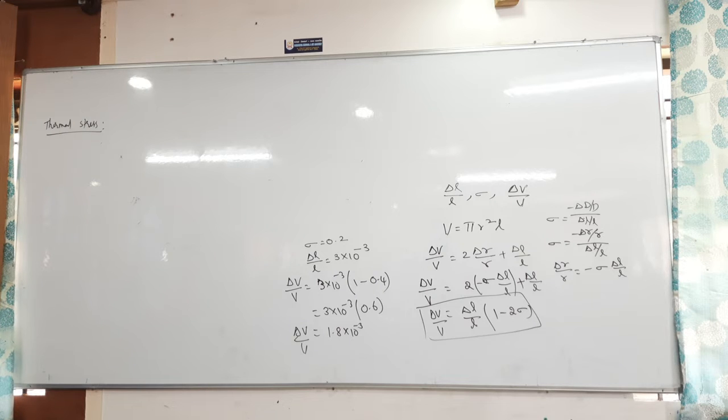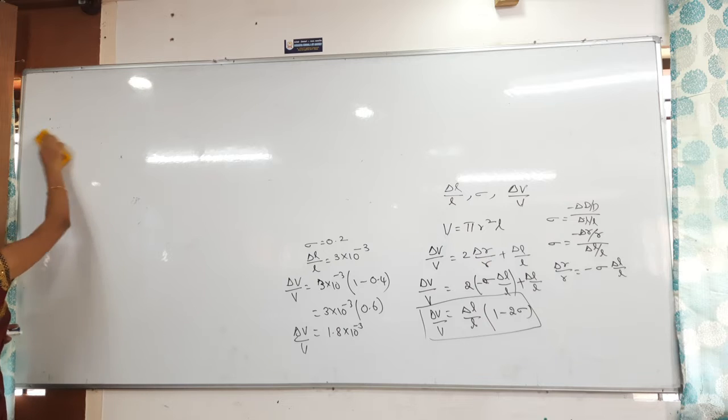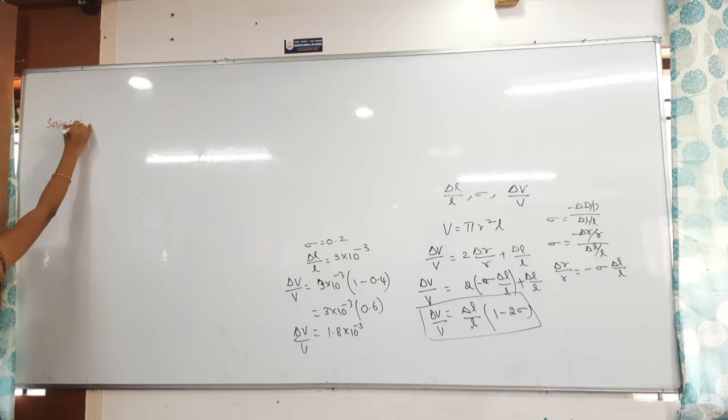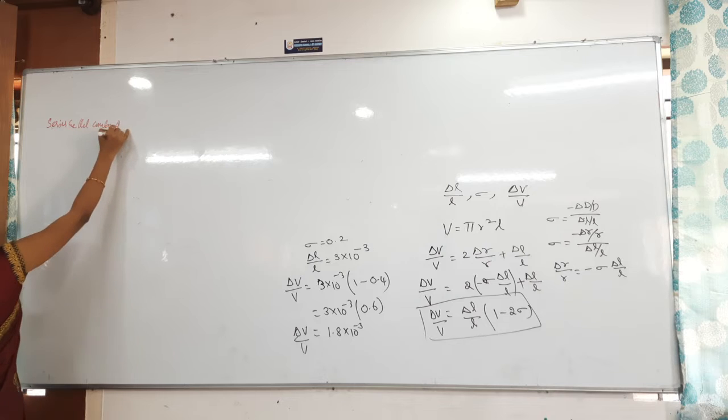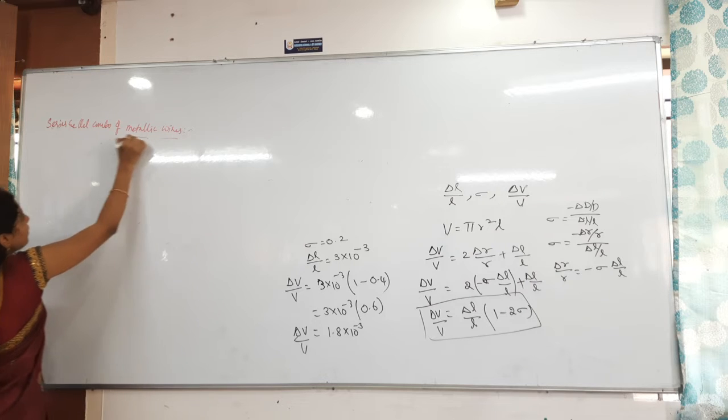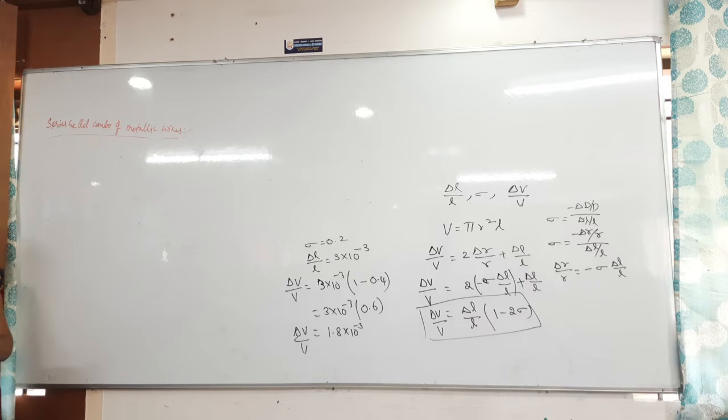Next. Series and then parallel combinations of metallic wires. In this mainly you have to find the effective Young's modulus. They have joined two rods of Young's modulus Y1 and Y2. You have to find the effective Young's modulus.